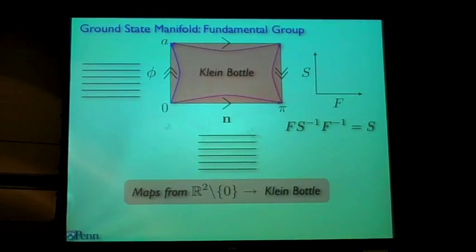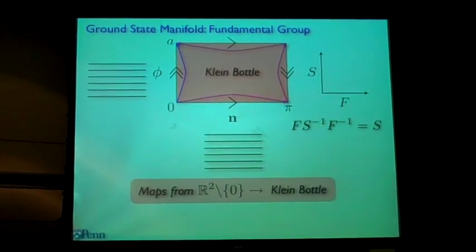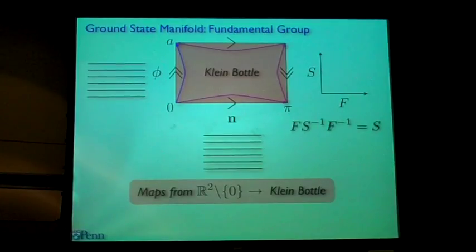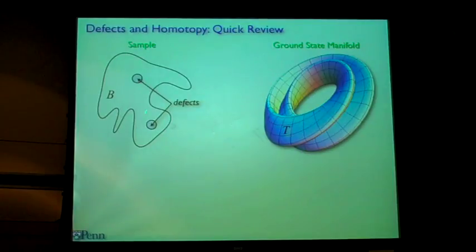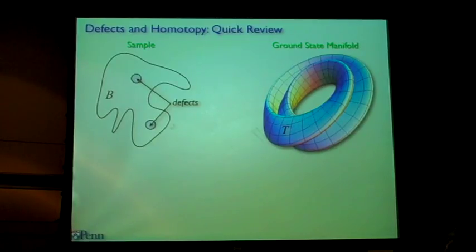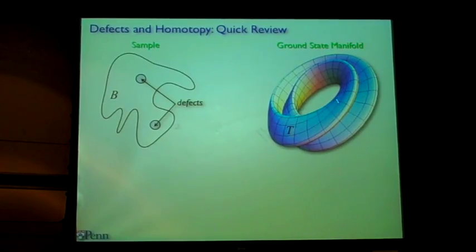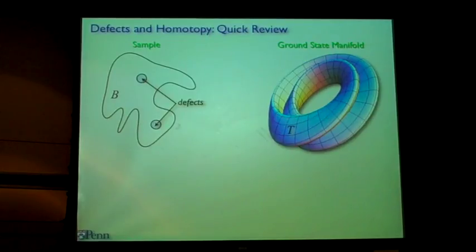So, here's a quick review of the homotopy theory of topological defects. So the materials are topological. In the materials, we call them topological defects. They're these holes, which, if everything evolves smoothly, the topological charge stays constant as I'm watching them. So you have your sample, the base space. It has defects. The defects are holes in the sample, a place where you can't define the order. And then you have your ground state manifold. Here it's the Klein bottle again.